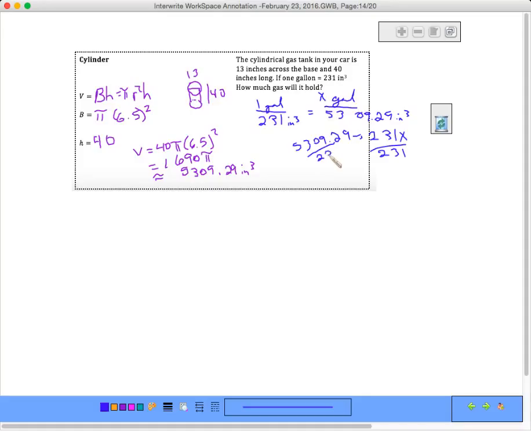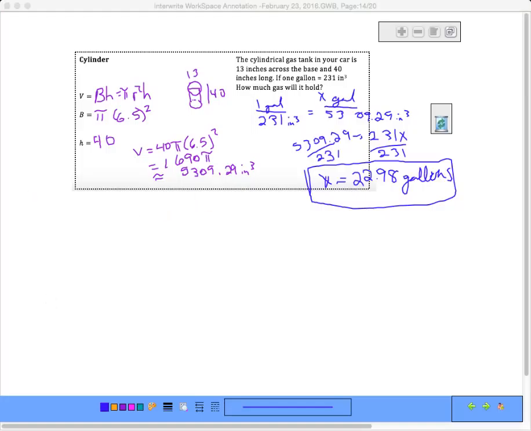And I'll get x equals 22.98 gallons. That's my final answer. All right, we'll look at one more and I'll save the last one for next class period when I'm back.